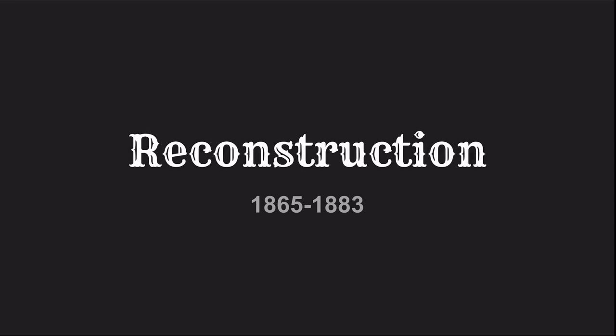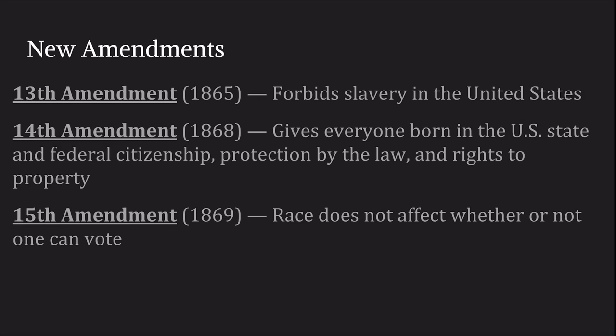So, on to Reconstruction. The war was over. New amendments: the 13th Amendment forbade slavery except as punishment for a crime. The 14th Amendment gave everyone born in the United States citizenship in the state and in the country, protection by the law, and rights to their own property. And then the 15th Amendment later on: race does not affect whether or not one can vote.